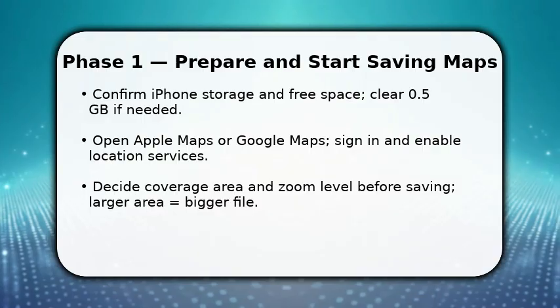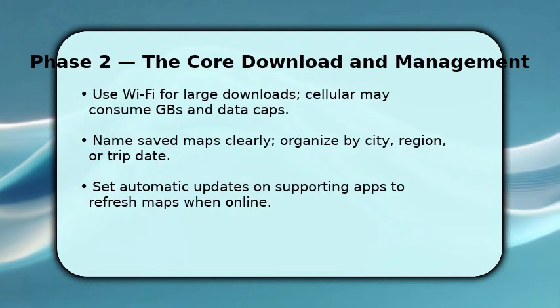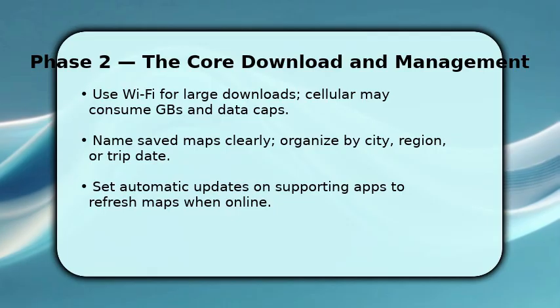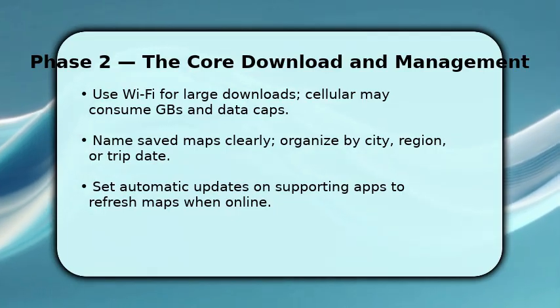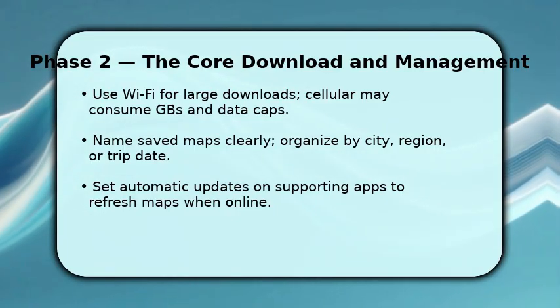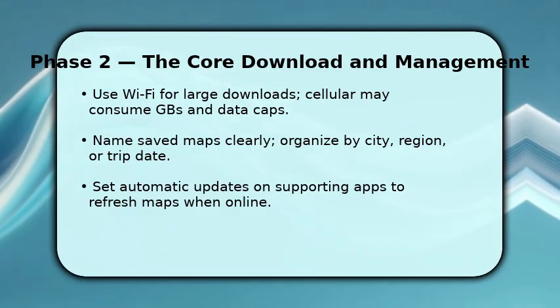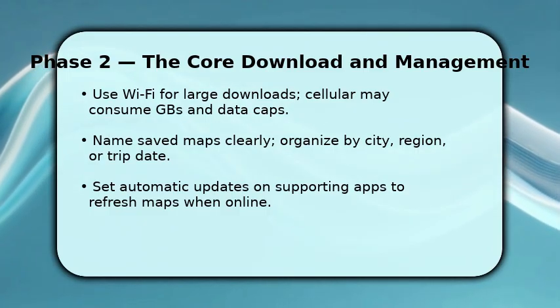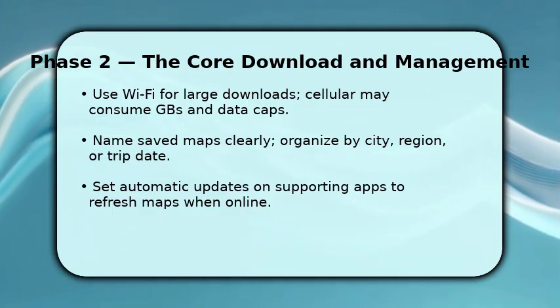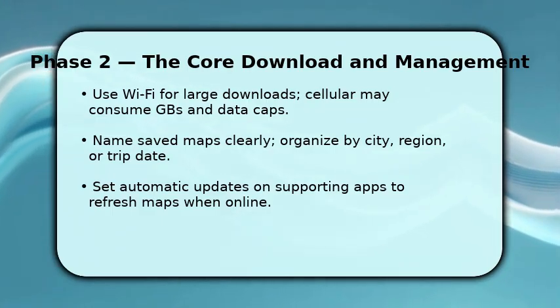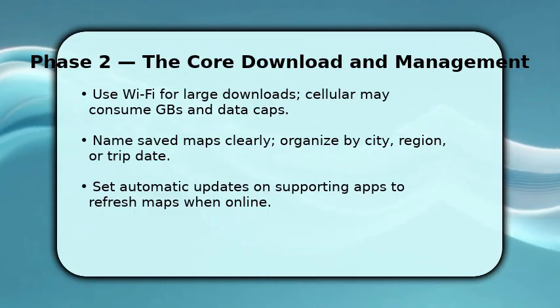Once the download begins, prioritize Wi-Fi to avoid large cellular charges and slower speeds. Many maps are several hundred megabytes to multiple gigabytes. You should name each saved map logically, like city or trip date, so you find it offline quickly. Manage overlapping areas by deleting redundancies to save space.